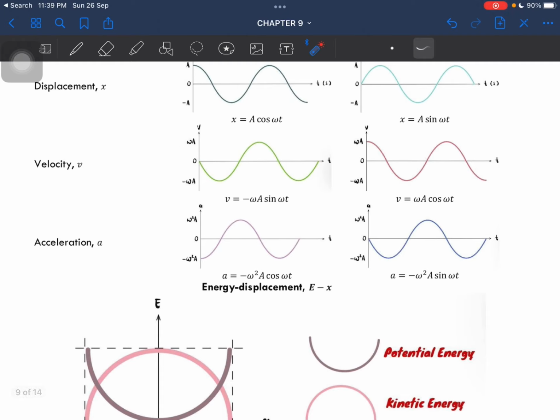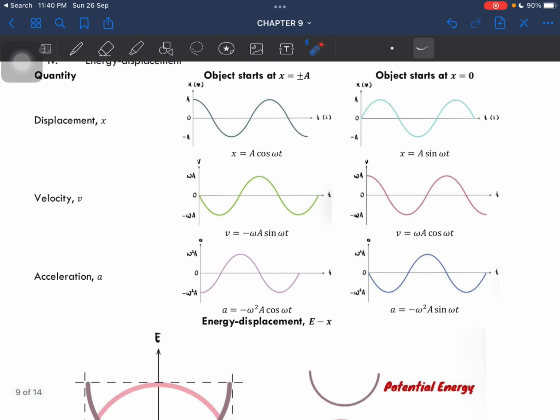Well, basically acceleration will have a function of negative cos after you derive it. And then let me just check if the acceleration equation is correct. Negative cos, right, yeah. So derive sine, you get cos. Okay, so this is the equation for the acceleration graph. Same thing applies to these three.